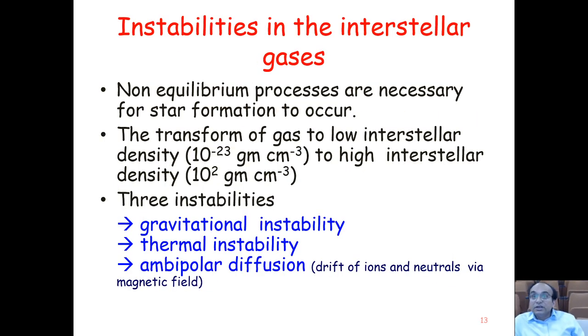So what are the instabilities in the interstellar gas that collapse the clouds? What we need is that non-equilibrium processes are necessary for star formation to occur, the transformation of gas from a low interstellar density, say 10 to the power minus 23 gram per centimeter cube, to a high interstellar density of 10 to the power 2 gram per centimeter cube. So we need to transform this density to this density. Basically three instabilities are there: gravitational instabilities, thermal instabilities, and ambipolar diffusion. We'll see those one by one.